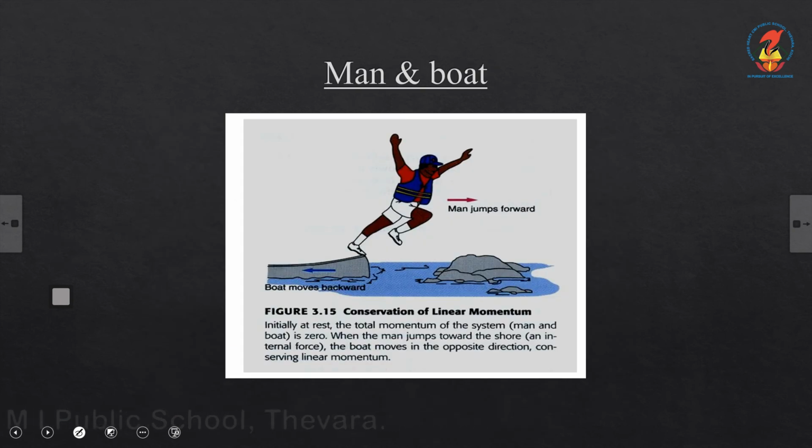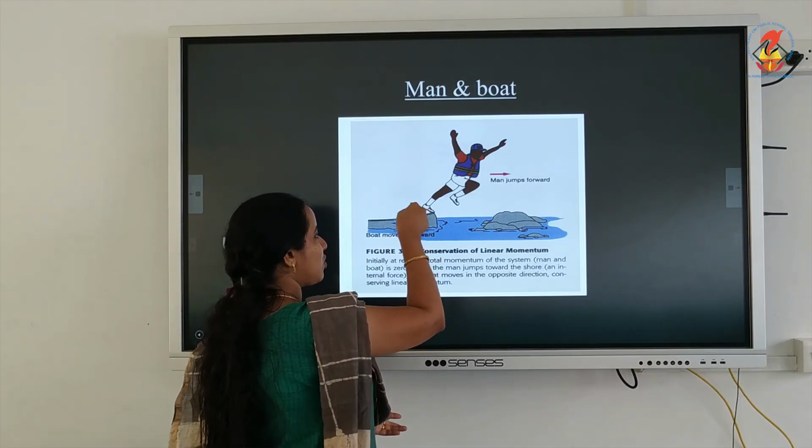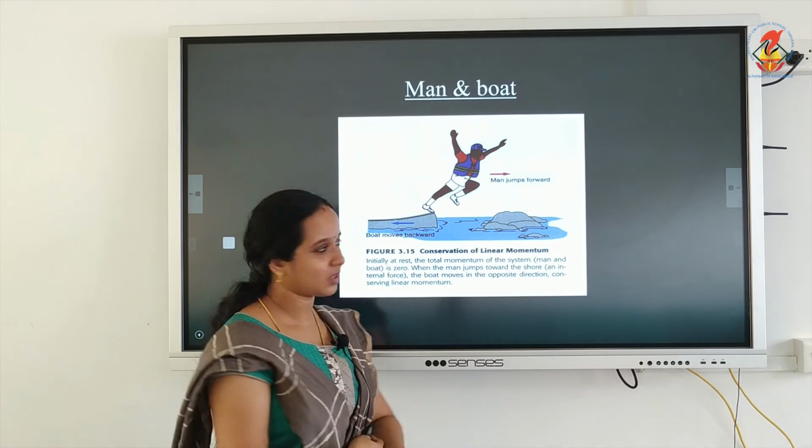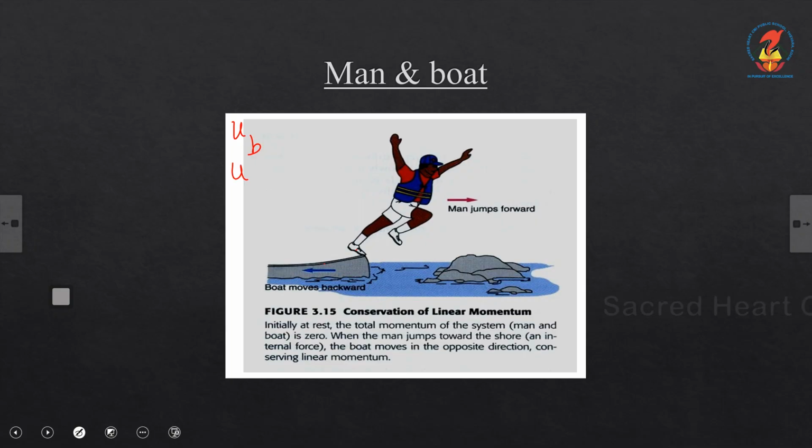Now the second case is man and the boat. Initially, when the man was standing in the boat, the boat and the man were at rest. So both boat and the man were at rest, so initial velocities are 0. Since initial velocities are 0, their total momentum will also be 0. This is the case before jumping. Before jumping from the boat, both boat and man were at rest, so their total momentum is equal to 0.